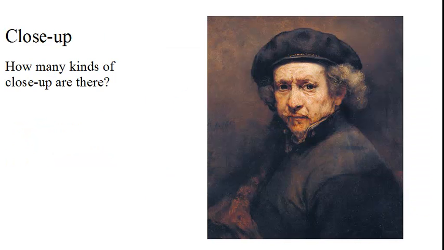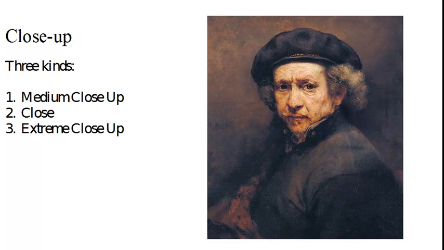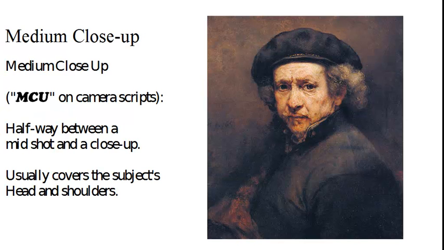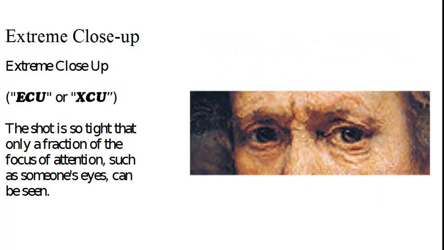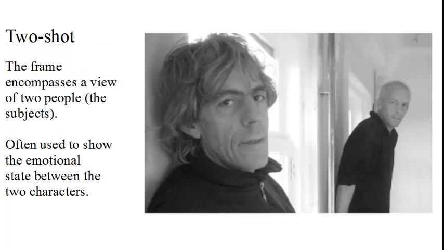Close-up is close-up, but there are a number of different kinds of close-up. It's important to know. You'll often see this described as CU on a script, C/U. Medium close-up, close, and extreme. On a script, you'll often see medium close-up called MCU. Extreme close-up might be called XCU. And a medium close-up is obviously kind of halfway. Close-up, that might be just somebody's head. Extreme close-up might be their eyes.